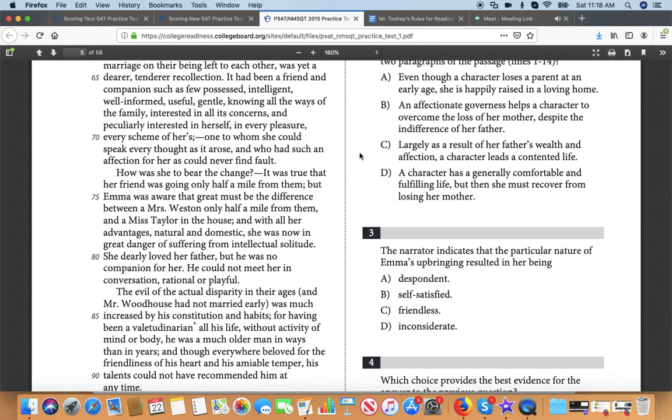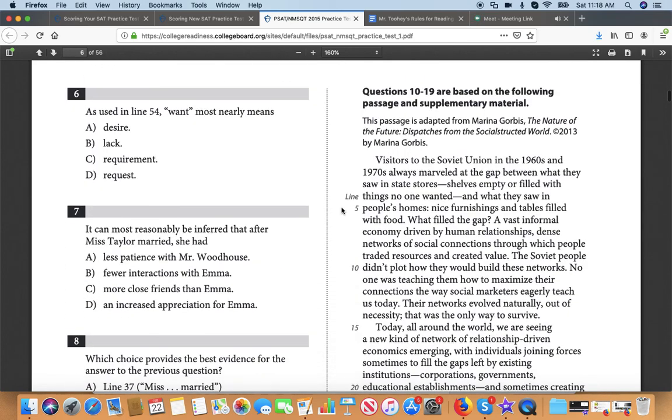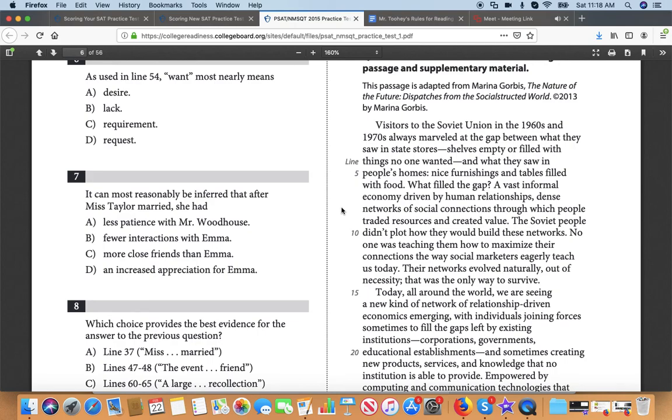Probably around line 75. Yeah. Read those lines. "But Emma was aware that great must be the difference between a Miss Weston only half a mile from them and a Miss Taylor in the house." Can you infer from that they have fewer interactions? Yes, I think so. I think it's pretty reasonable. Let's keep B. Let's try C.